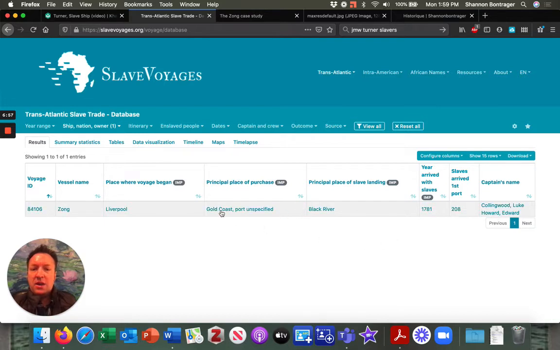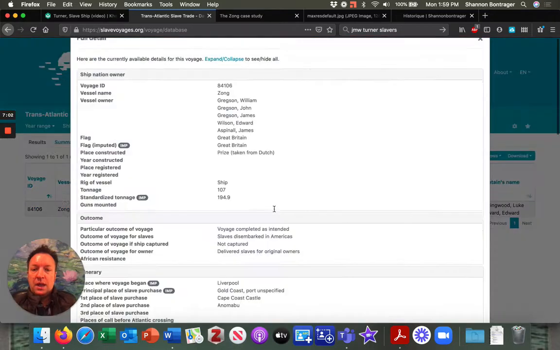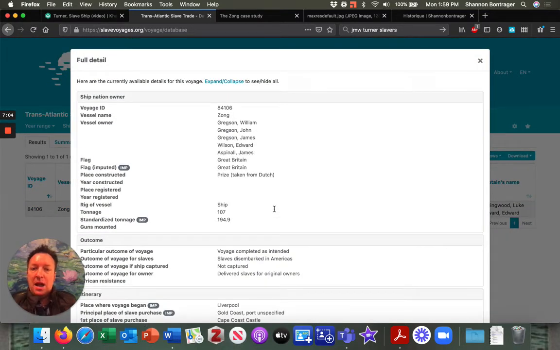Now, if we click anywhere in this field here, in this row, it will give us a more in-depth description of the voyage. And I find this to be quite fascinating. To help us understand this artwork, we can get into some of the metadata of this database, of this particular voyage. So it's assigned a voyage number, the name of the vessel is Zong. Here are the owners. The Gregson brothers are principal owners, and they are in business with several others.